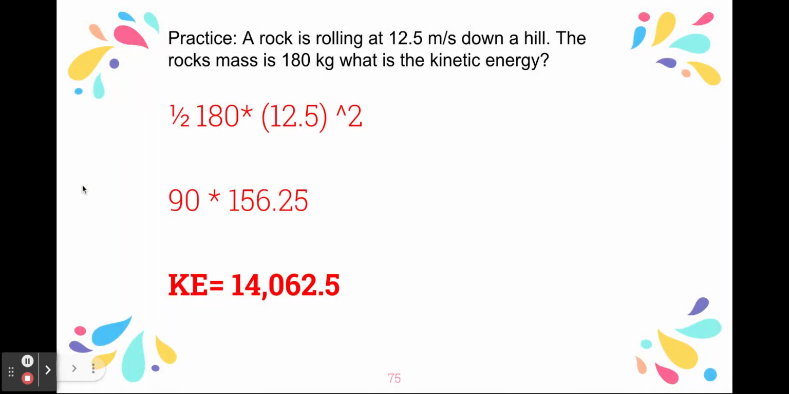So here's a practice question. A rock is rolling at 12.5 meters per second down the hill. The rock's mass is 180 kilograms. What is the kinetic energy? Well, we take 1/2 the mass, which is 180, times 12.5 squared. Half the mass is 90. 12.5 squared is 156.25. We multiply them together, and there's your answer. I forgot to put the unit, but the unit is joules.